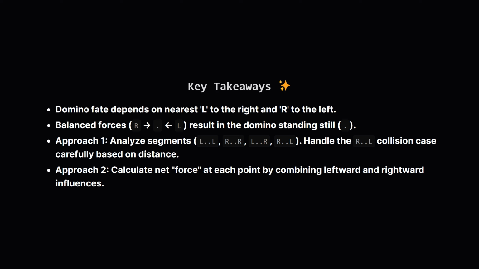Alright, let's recap the main ideas. The core challenge is figuring out how the pushes from left and right interact, especially the balanced force rule, where a domino stays standing if pushed equally from both sides. We saw two main ways to solve this efficiently. First, we could break the problem into segments defined by the and solve each segment based on its boundary types, remembering the special collision logic for the case. Second, we could think in terms of spreading from the and. By calculating the net force at each position after two passes, we could directly determine if a domino falls left, right, or stays put. Both methods get us the right answer efficiently.